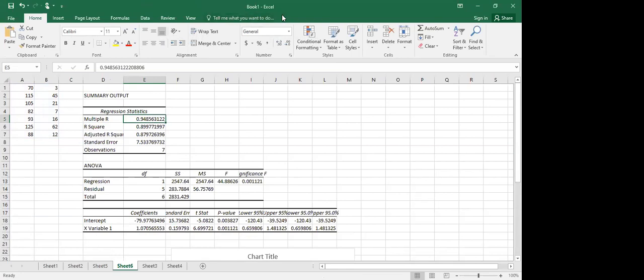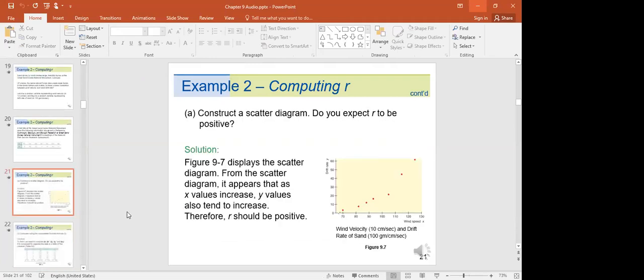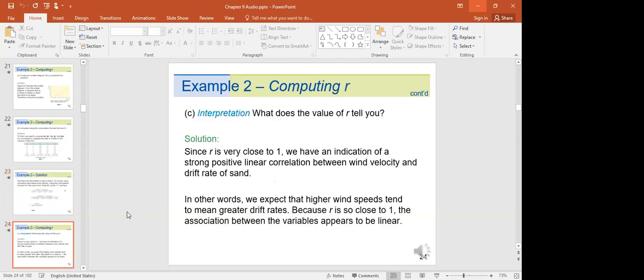So going back, let's go back to the PowerPoint. If you use Excel, you will not always have time to use the formula. If you were to use your calculator, you can also use it if you like. At some point we are going to use the calculator so that you know how to use it to do this. It is actually in the PowerPoint.